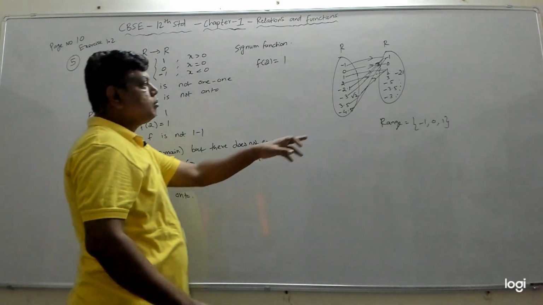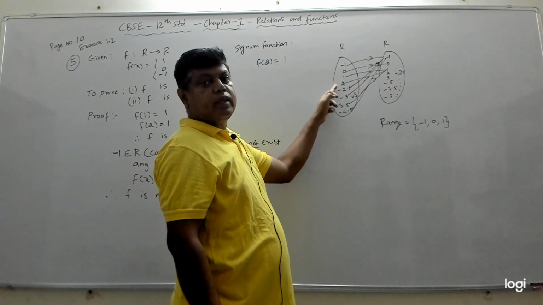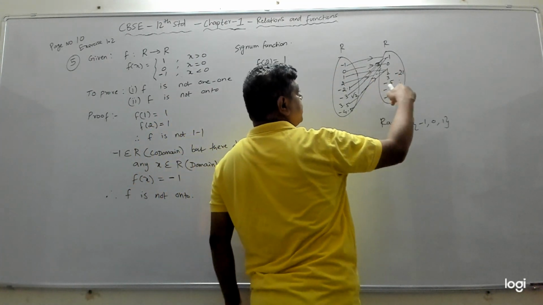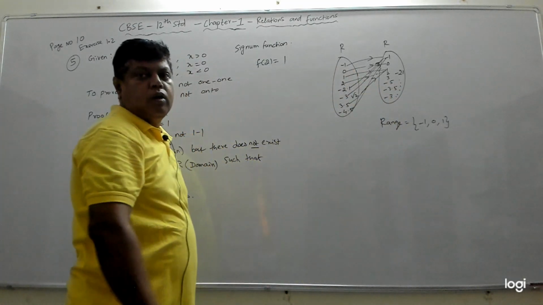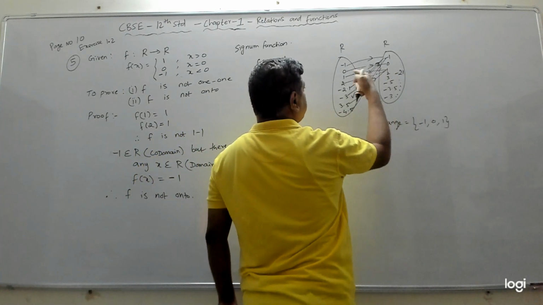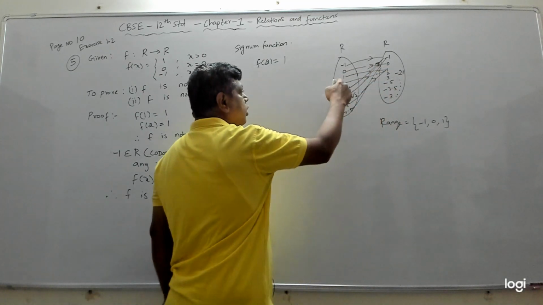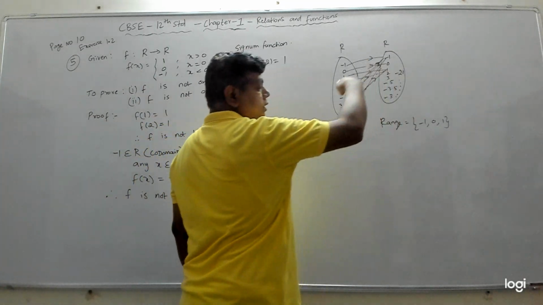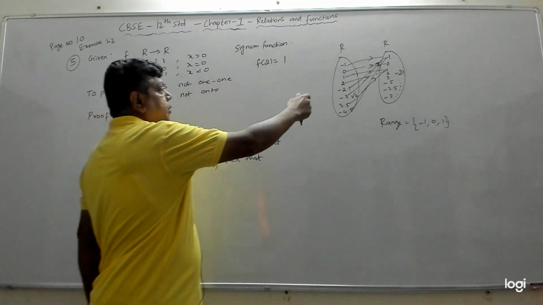So which means there are other numbers like 2, 3 that don't have any x here such that f of x is this. The other elements cannot be the image of any element here. Therefore it is not onto. So we'll take one element. Suppose I take 2, then I cannot find any x here such that f of x is 2. No element here will be mapped to 2, or to 3, or to minus 5.